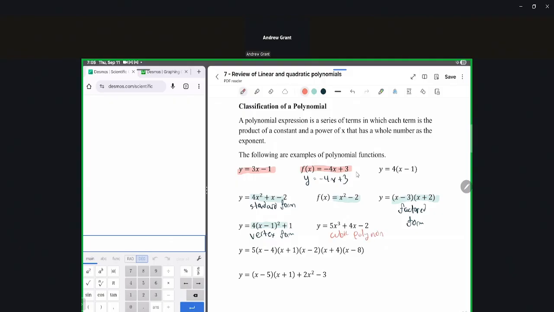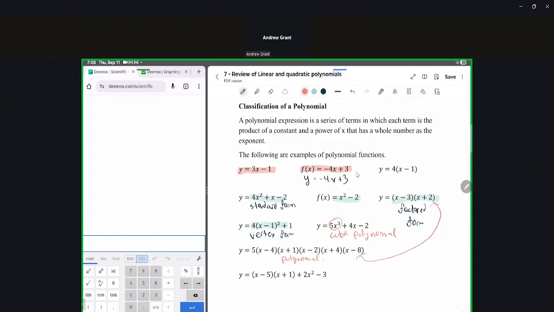It's called a cubic because the greatest exponent that appears in this particular equation is a power of 3, and there's no multiplication. If you look at the fourth one down, y equals 5 times x minus 4 times x plus 1 times x minus 2 times x plus 4 times x minus 8, this is also a polynomial. It's quite lengthy, but fundamentally, the techniques we're going to use to analyze this are exactly the same as the quadratic one. It's just longer.